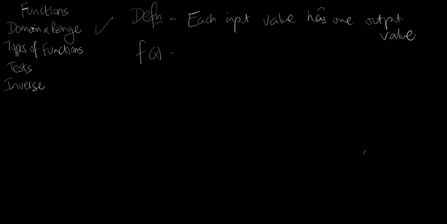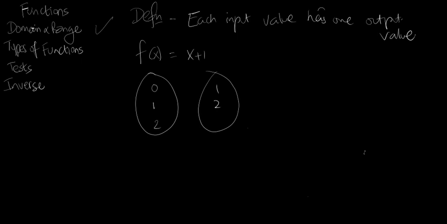So let's say I have f(x) equal to x plus 1. Okay, and we draw our arrow diagram. So let's say I replace 0, I get 0 plus 1, 1. I replace 1, I get 1 plus 1, 2. I replace 2, 2 plus 1, 3. Okay, so each input 0 has one output 1. Input 1 has one output 2. Input 2 has one output 3. Okay, so each input has one output, so it actually matches quite well our definition of function.